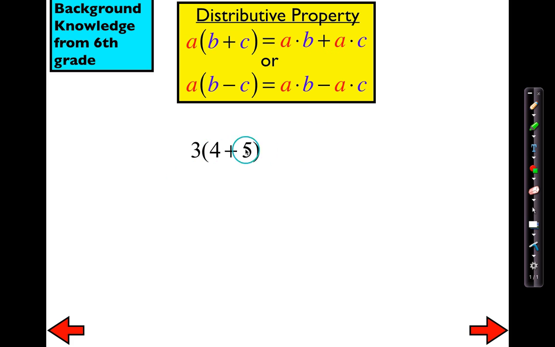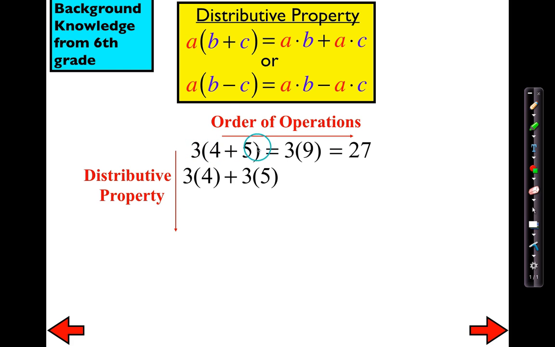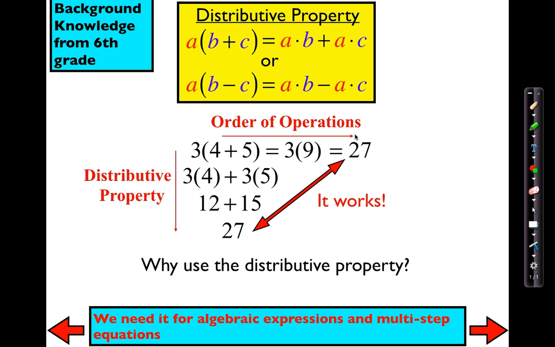So in this example here, according to order of operations, I would just simplify what's inside the parentheses. So 4 plus 5 is 9, so 3 times 9 is 27. Now using the distributive property, I would distribute 3 to 4, and then the 3 to 5, which would give me 12 plus 15, which gives me 27. Notice they're the same answers, and you're probably wondering, why would I do that if I can get the answer a lot quicker just using order of operations? Well, you're going to have to know how to do it when we work with algebraic expressions and multi-step equations. So let me show you an example.